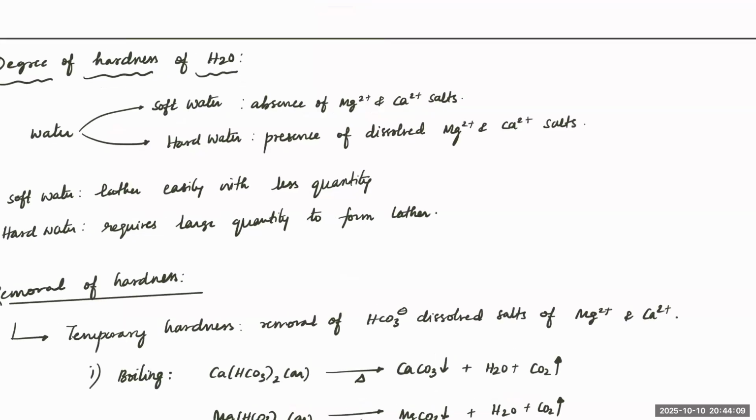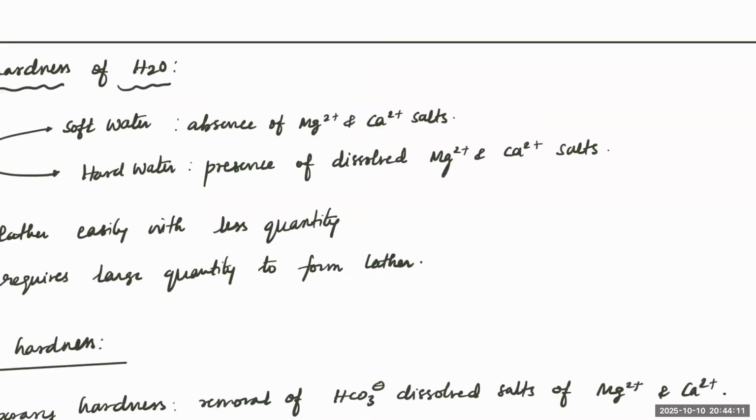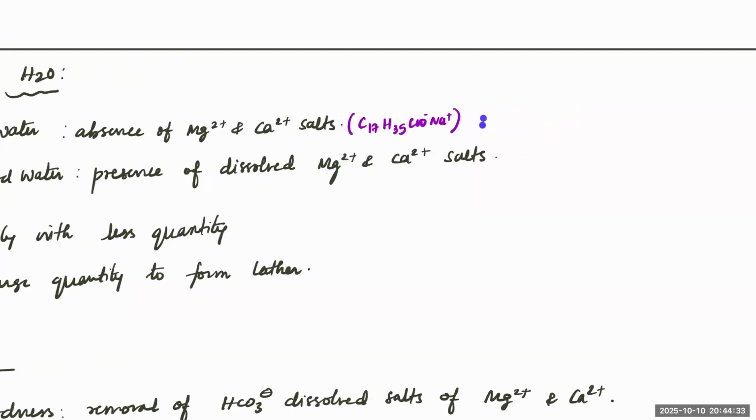Soap mainly contains C17H35COO minus Na plus, sodium stearate. Okay, this is the main ingredient. Can you repeat the name? Sodium stearate.